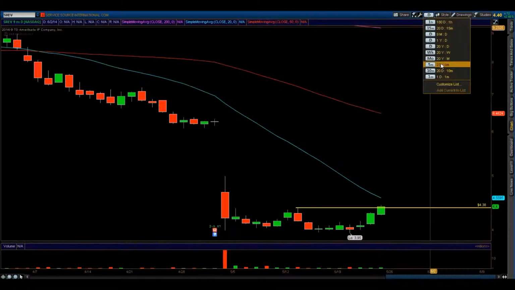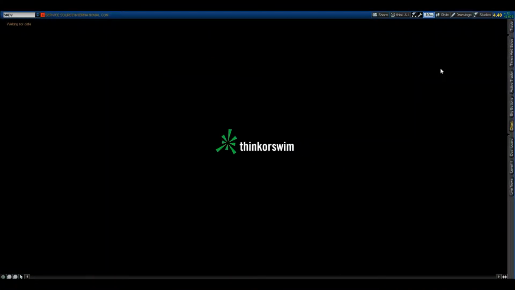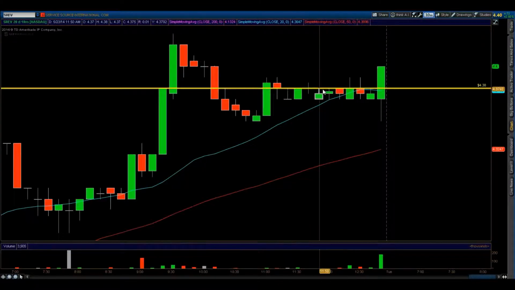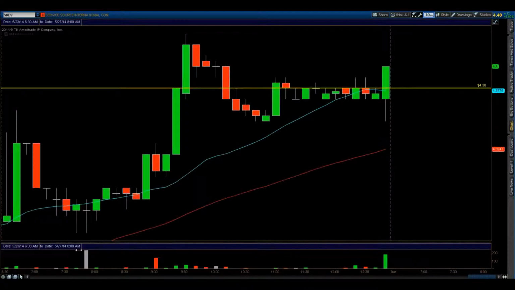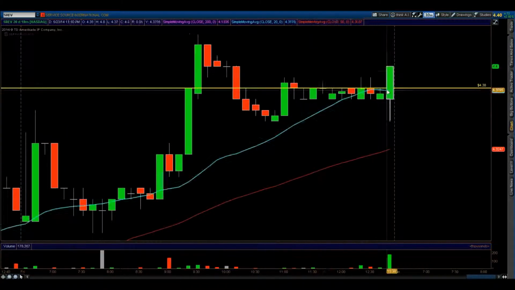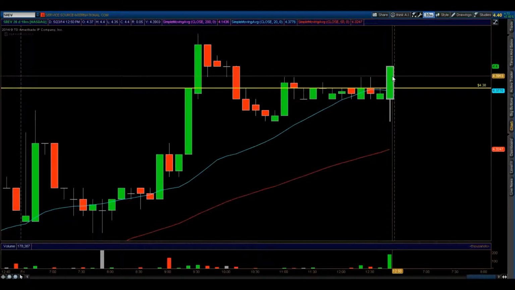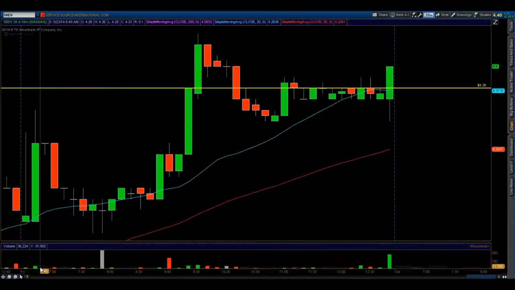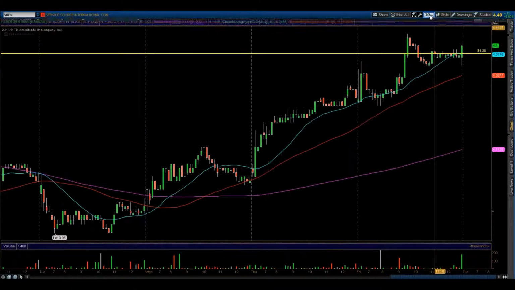If you look at the 10-minute, there you go. 438, as you can see here, it struggled at that level. It did break above it on Friday, but it did pull back here, and finally towards the end of the day it did manage to close above that level there.